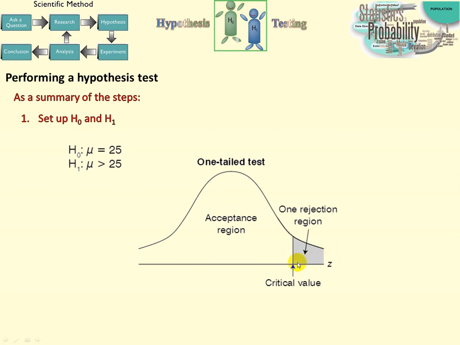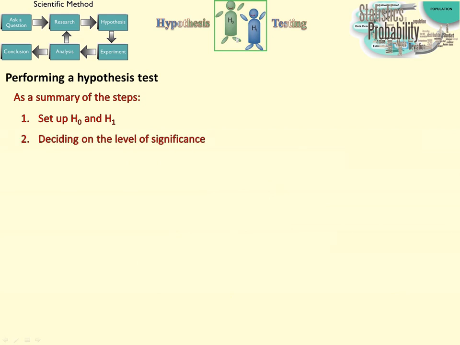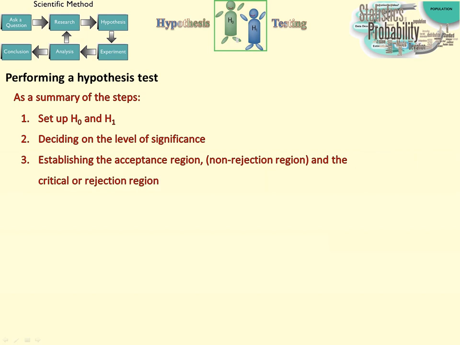One-tailed, only there's your critical value. We'd look up the actual specific Z value for the confidence level. And there as well, one-tailed, we'd only look up the Z value, we wouldn't do any halving. Deciding on the level of significance: so 90, 95. Establishing the acceptance region and the critical or rejection region. And that's where we use our Z table.